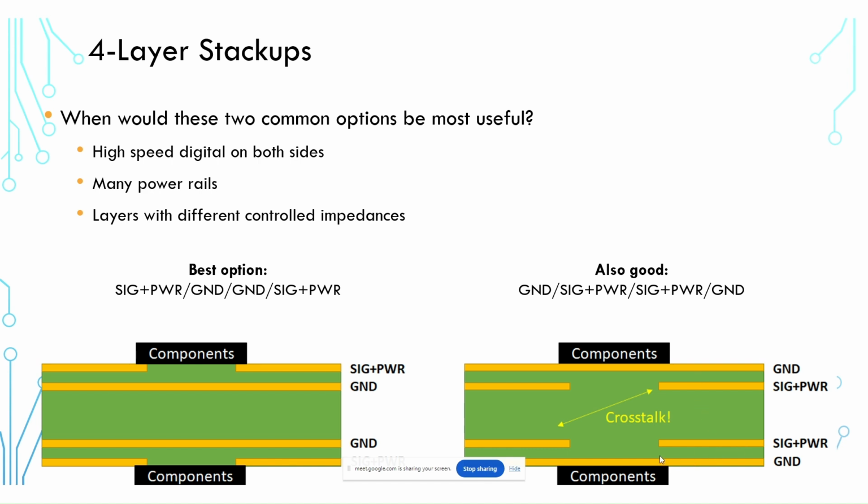Now, could you do some layout here where, for example, on the left side, you only have your analog stuff, and then on the right side, you only have your digital stuff? Yeah, that's possible. You can do that. Is it practical or is it easy? Well, I think if you're going with this type of stackup, you're making things a little more difficult for yourself.